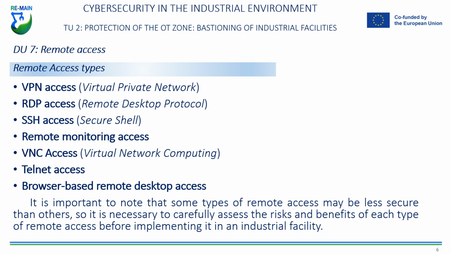Telnet access. This type of remote access allows users to connect to systems at the facility over an unencrypted connection. Users can run commands at the command line on systems at the facility. But this type of access is less secure than other types of remote access and is recommended for use only on trusted networks.